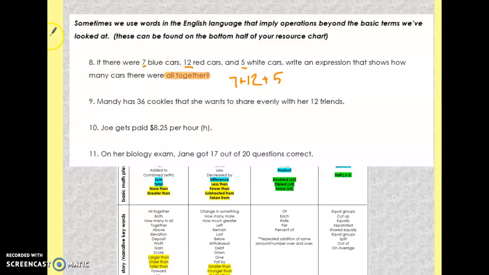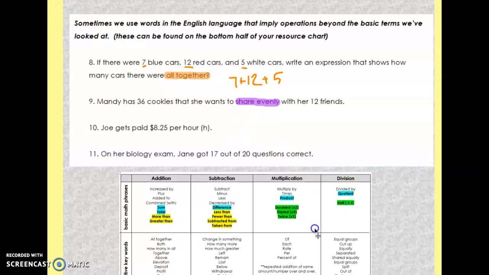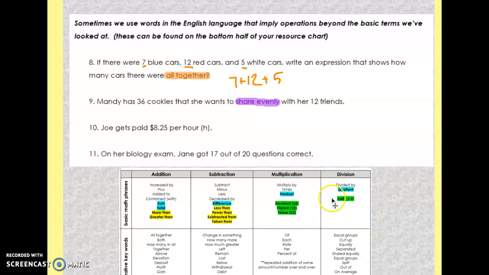All right, how about number 9? Mandy has 36 cookies that she wants to share evenly with her friends. So share evenly is a keyword, and if you look down here, share equally, share evenly, kind of the same idea, but it would mean to divide. It is under the division column. So what two things are we dividing? We're taking her 36 cookies and we're dividing it by 12. So again, you can use your division sign, or in algebra we often like to use that fraction bar to show division. So either one is acceptable.